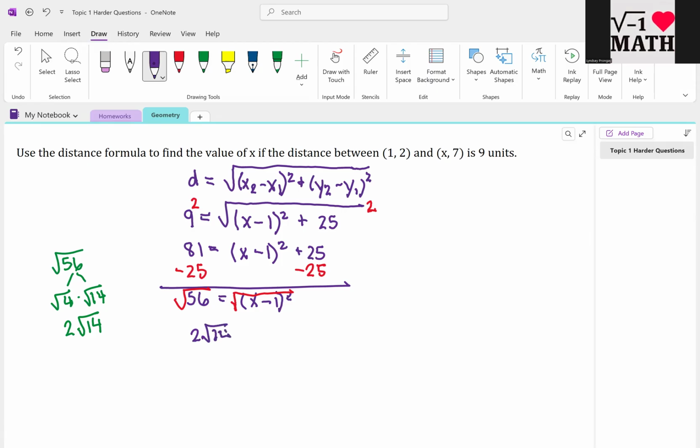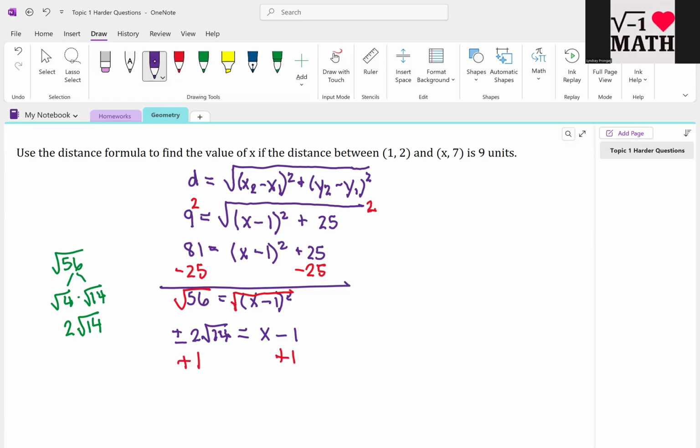What we can't forget is that when we are square rooting in the process of solving an equation, we do have to include both the positive and the negative square roots. So on the right side, the square root of the square gets rid of that, and we are just left with whatever was on the inside of the parentheses, which was x minus 1. And then our final step, to get rid of our minus 1, we will add 1 to both sides.